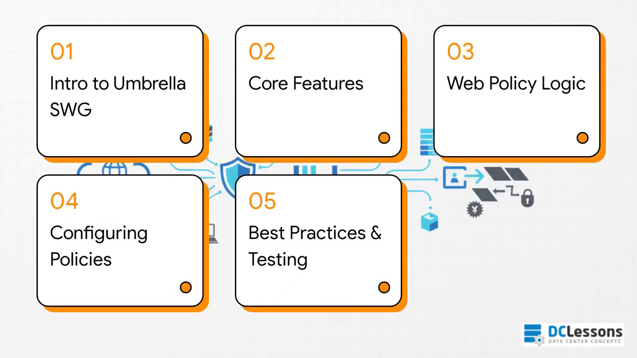So here's what we've got on tap. We'll start with the big picture, what the Umbrella SWG is all about. Then we'll zoom in on its core features. After that, and this is the really important part, we'll get into the logic, how it makes decisions. And finally, we'll wrap it all up with how to actually configure it, along with some best practices.